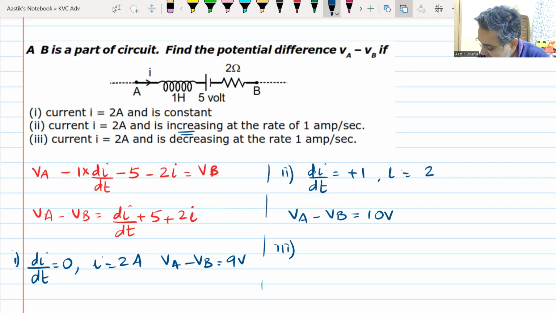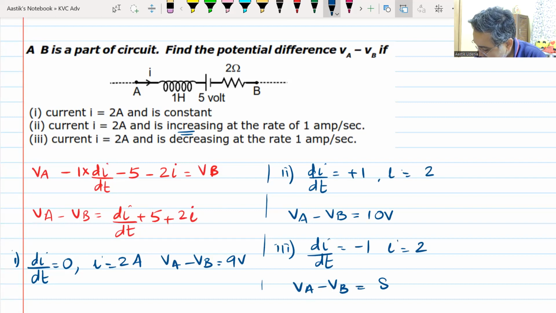In the third case, my dear friends, di by dt is now decreasing, so it is minus 1. I still remains 2. In this case, the answer that I am going to get is 8 volts. I don't know what you have got, but I hope you have understood how it is to be done. I'll give you 2 minutes to please note it down. If you have any doubts, feel free to ask.